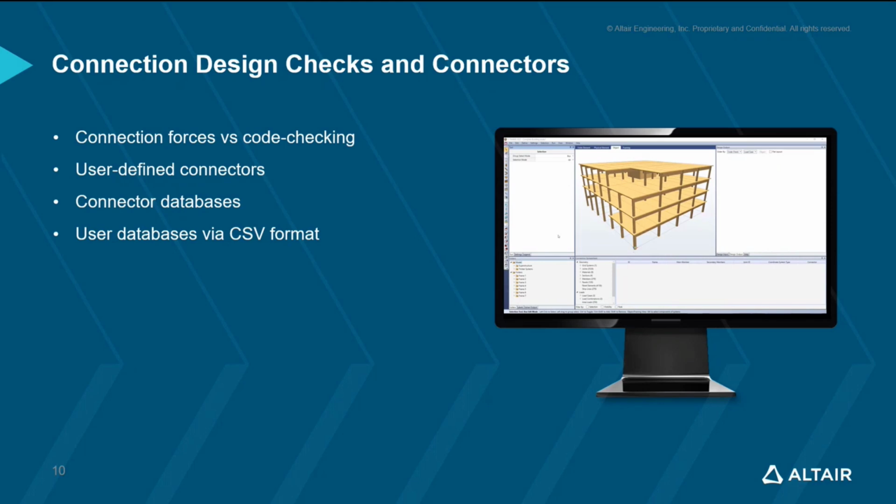So the connectors can be user-defined. All the details can be entered by the user. They can come from a connector database that's shipped with the program, or they can be created by the user as CSV databases, which is understandable by STimber as well.